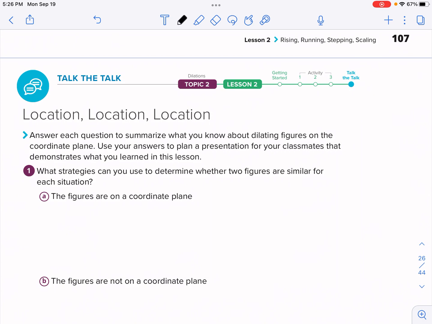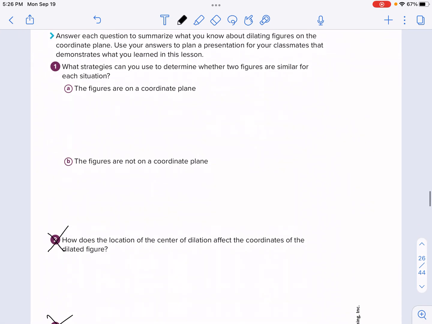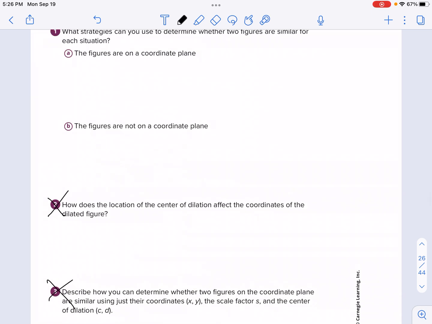Let's go to Talk the Talk, and we'll end our video here. This is titled Location, Location, Location. We're going to answer just part 1, or number 1, parts A and B. 2 and 3 we're going to forego. Number 1, what strategies can you use to determine whether two figures are similar? And then A, how can we figure out if two figures are similar if the coordinates are on the coordinate plane?